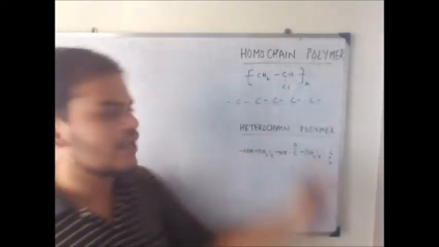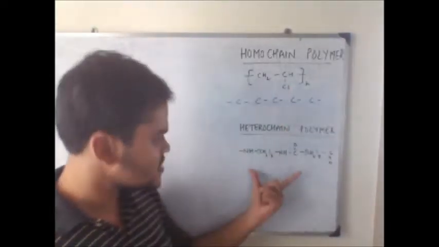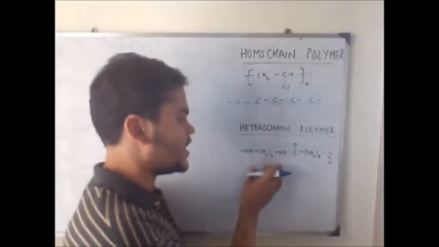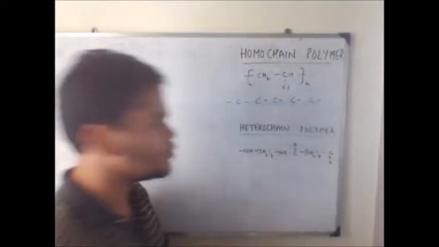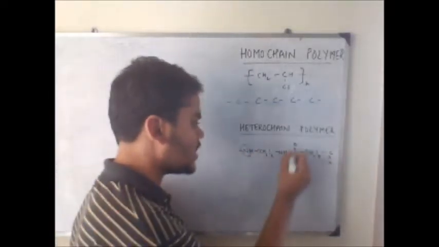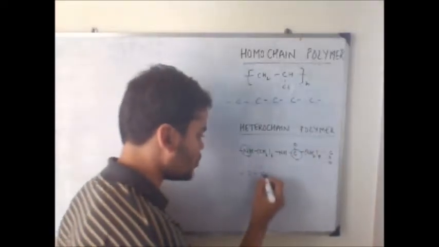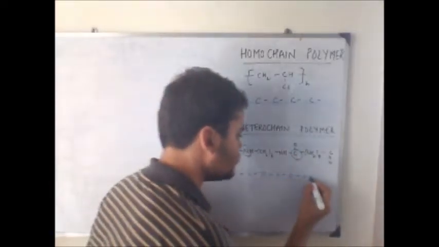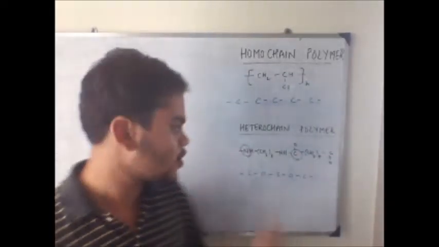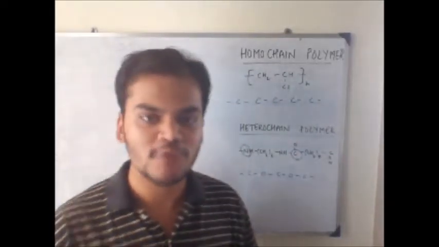Now, when we jump to heterochain polymers, we have nylon 6,6 as the example, which is made up of hexamethylene diamine and adipic acid. But you have to note that the backbone is made up of both nitrogen and carbon atoms. So if you have a polymer backbone which is made up of different kinds of atoms, that is 2 or more species of atoms, we call that heterochain polymers.